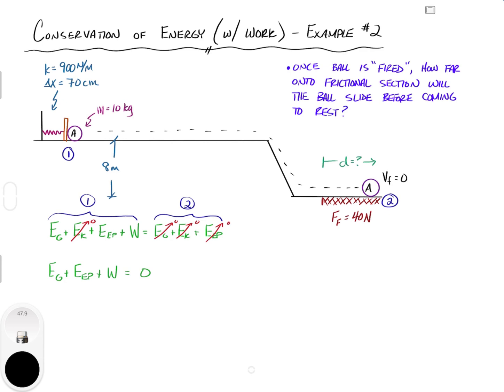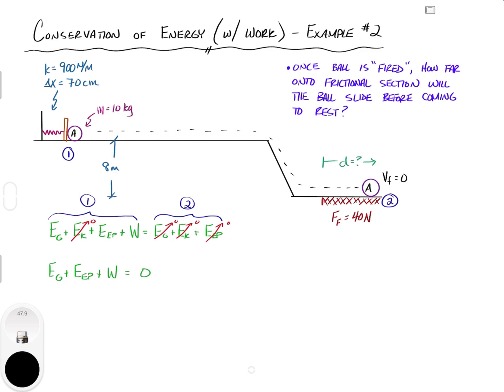Hasn't been fired yet, so it has no kinetic energy. There is a spring. It's been compressed. There's therefore stored elastic potential energy. And if I look between point 1 and point 2, in order to go from 1 to 2, I do have to cross over some friction, which means work is present. It's going to act on the ball and change its energy, so I have to include work.